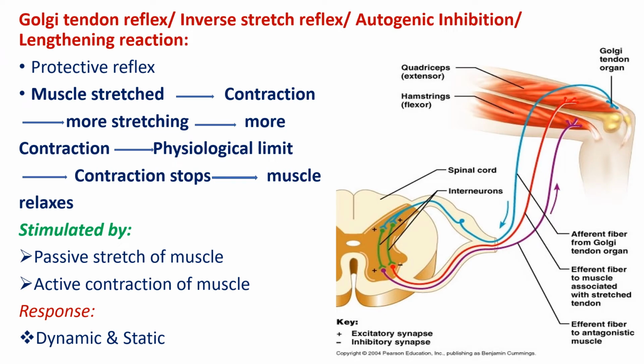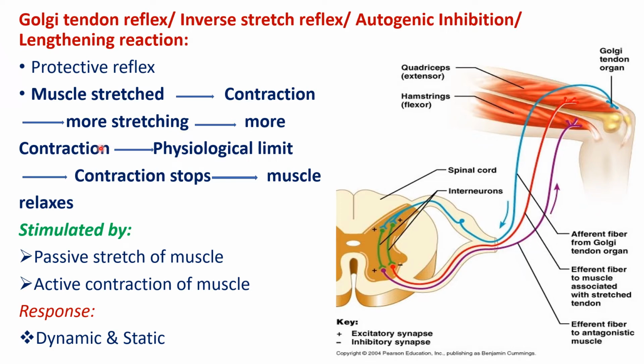Golgi tendon organs form the backbone of a very important reflex, the Golgi tendon reflex. This is a protective reflex. Whenever a muscle is stretched, it responds with contraction. The more the stretching, the harder the muscle will contract, that is, the muscle becomes harder with more contraction.